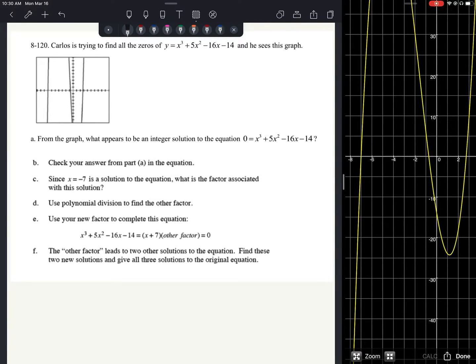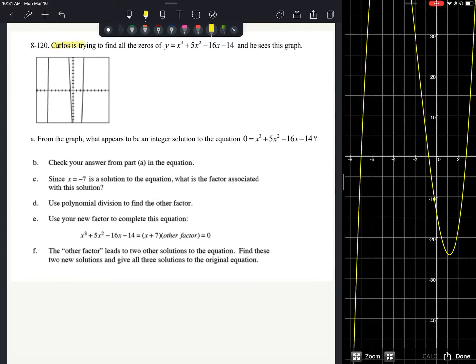This is homework problem 8-120 from the H8-7 homework assignment on polynomial division with area models. So let's go ahead here and we'll get started.